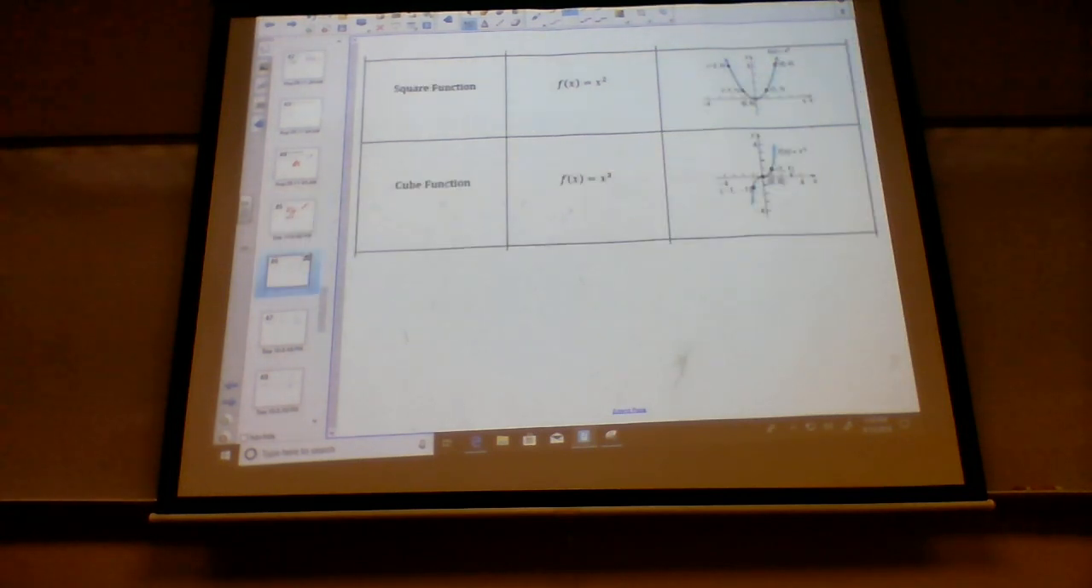The next one that you need to know is the square function, f of x equals x squared. That creates a parabola. And this point down here, the 0, 0, that's the vertex of the parabola. You do need to know that. And these are some key points that are on this function: 1, 1, 2, 4, -2, 4, -1, 1. You also need to know a cube function, which looks like this, and the key points that are on that cube function.